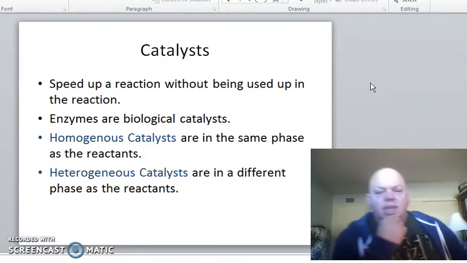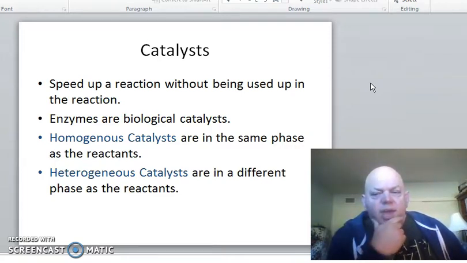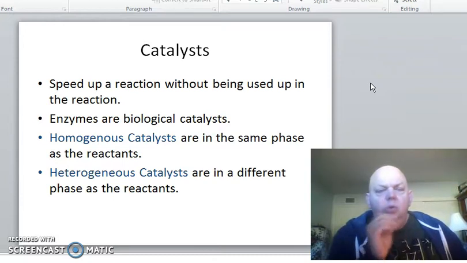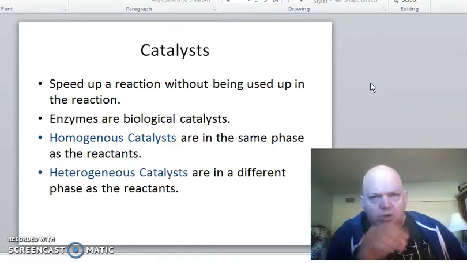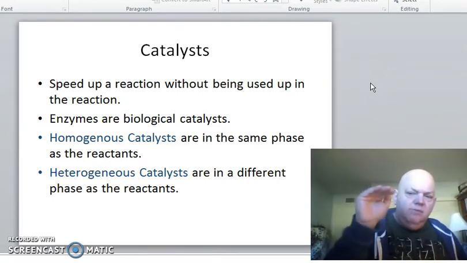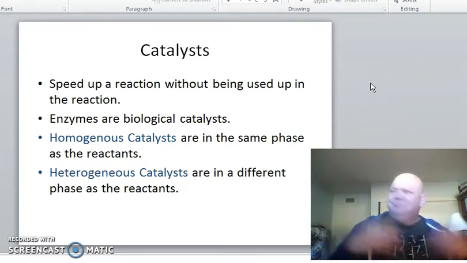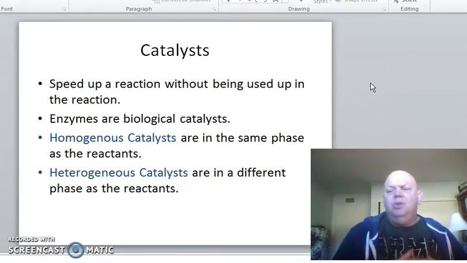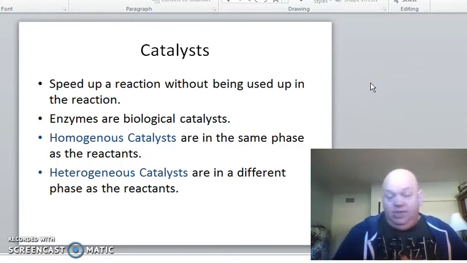Well, let's get into catalysts. We've talked about catalysts before. You speed up a reaction without the catalyst being used up in the reaction. Now, over time, a catalyst does get worn out. But in terms of making a reaction speed up by lowering the amount of needed activation energy, it turns out that the catalyst doesn't get destroyed, it doesn't get used up. It does wear out over time, though, like everything else.